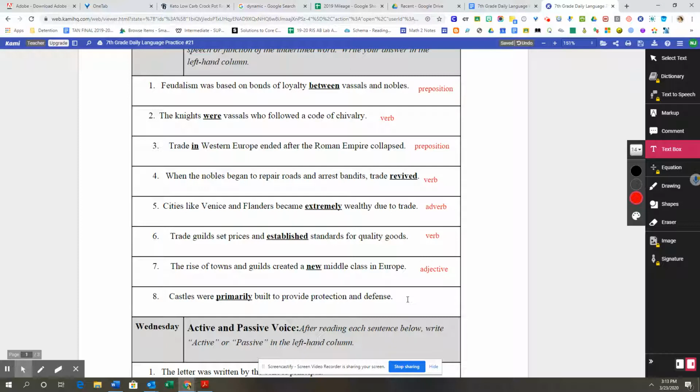Last but not least, on this Tuesday grammar check, we have castles were primarily built to provide protection and defense. So how often or how frequent? They were primarily built. So that would be another example of an adverb.